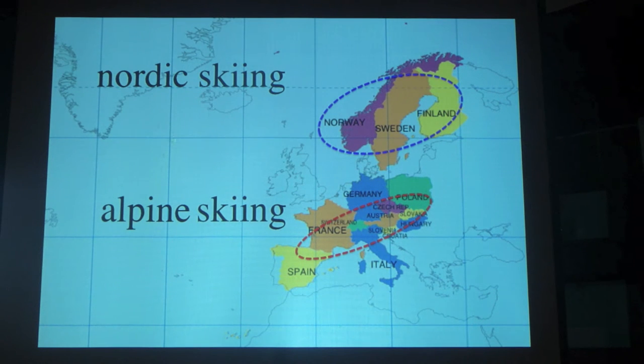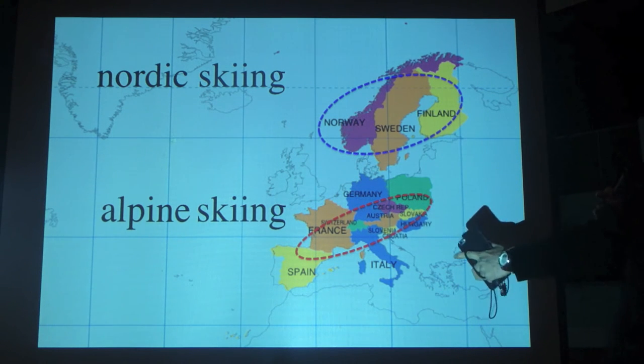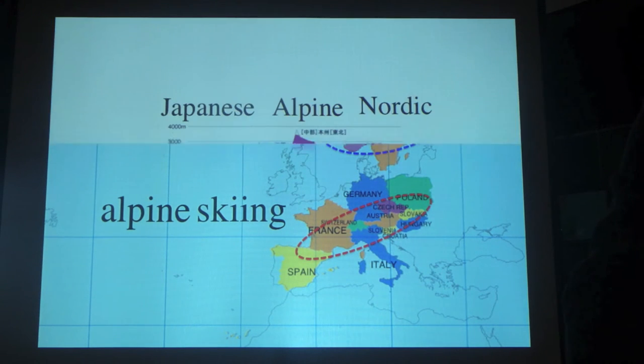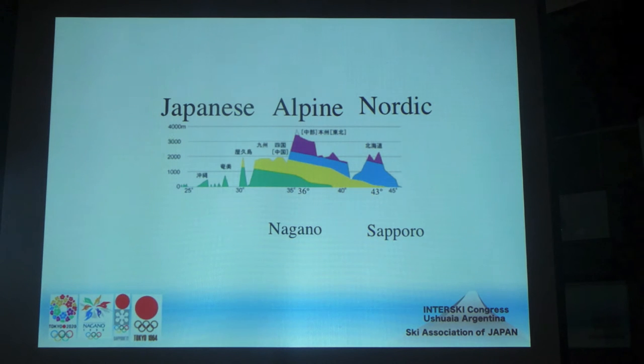So you know the words Nordic and Alpine. They come from geography in Europe, the Nordic countries and the Alpine countries. The history of skiing shows the Nordic and Alpine. But in Japan, we have both Alpine and Nordic districts all over Japan. So we have both alpine and nordic ski areas. Of course, skiers in alpine ski areas also play nordic skiing, and skiers in nordic districts also play alpine skiing, same as European and American skiers.